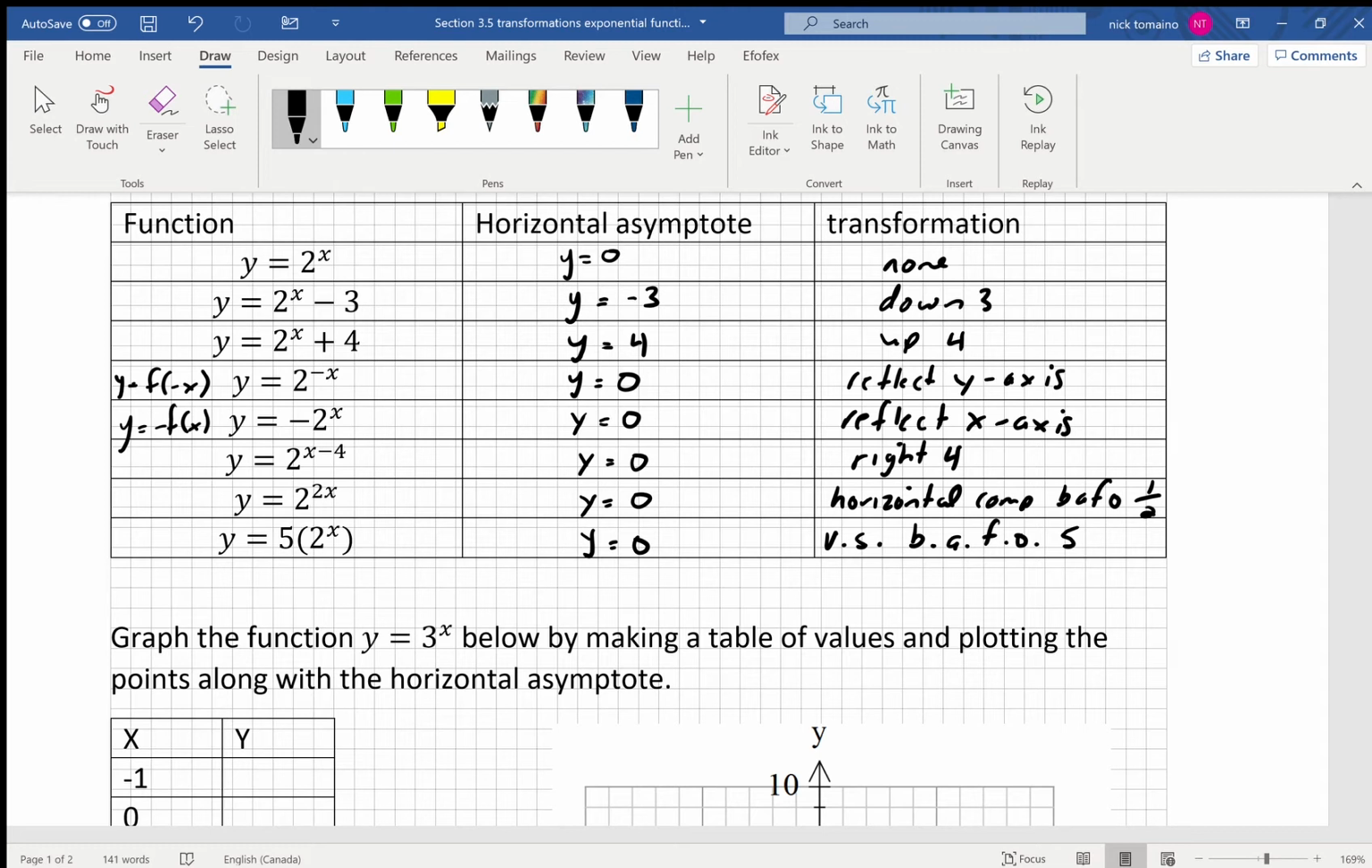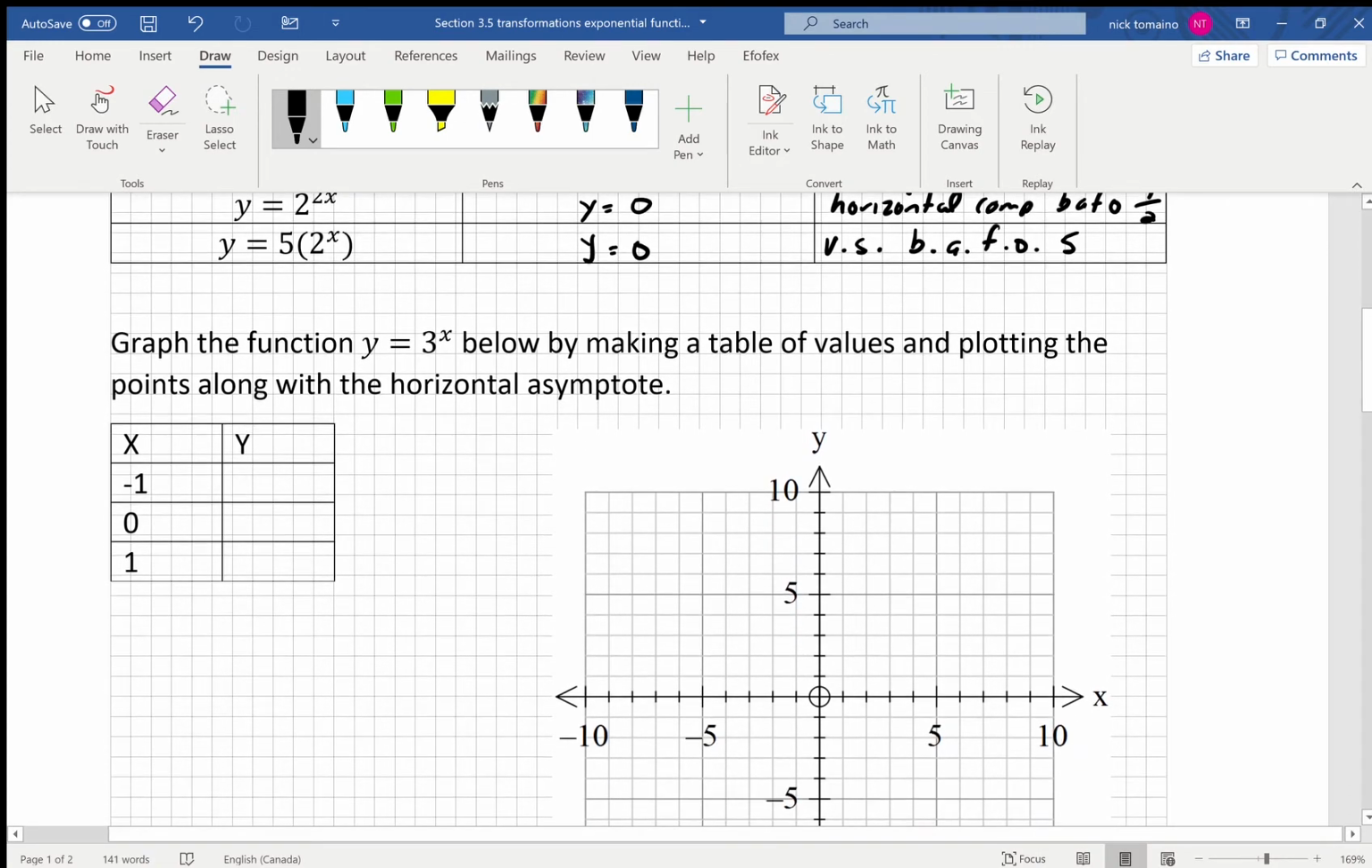Okay, so now for a base function, we need key points, right? So the easiest way to get your key points is just pick some x values. So I like to always choose, usually for exponential, -1, 0, and 1 for my x, and then just plug them into the given equation. So this one here is going to be 3 to the -1, which is 1/3, 3 to the 0, which is 1, 3 to the 1 is 3. So if I plot those points, see, you get the nature of the function. There it is.